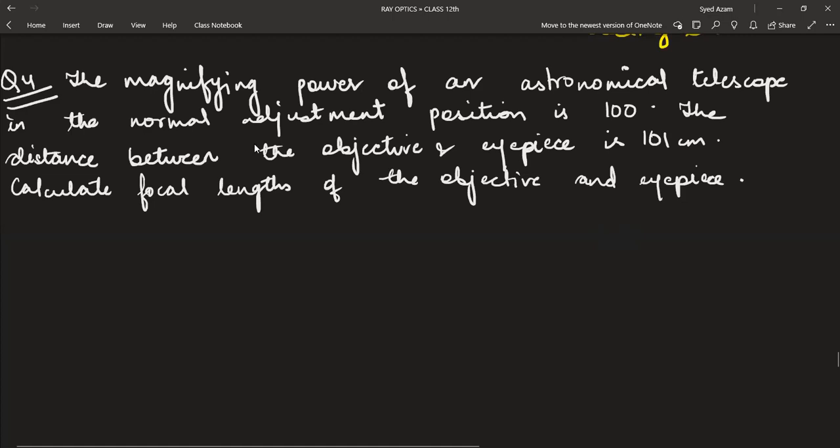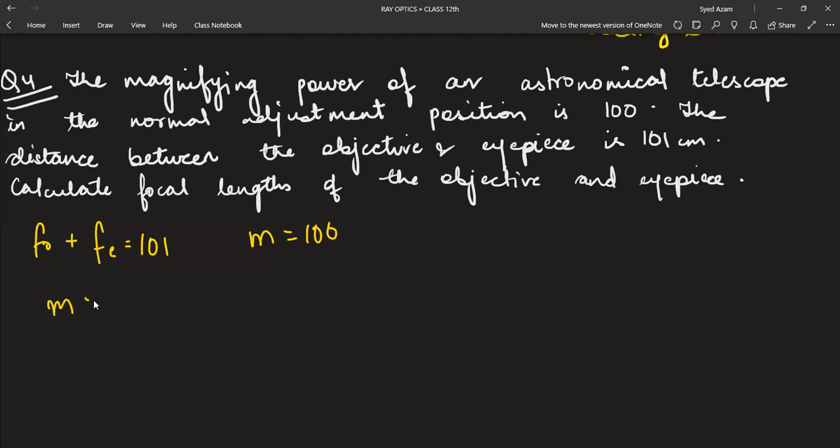See class, this question says the magnifying power of an astronomical telescope in the normal adjustment position is 100. Okay, magnification is given as 100. It is saying the distance between the objective and eyepiece is given as 101. Means f0 plus fe is given as 101. You have to calculate the focal lengths of objective and eyepiece.